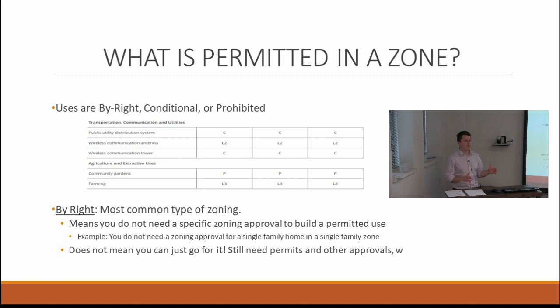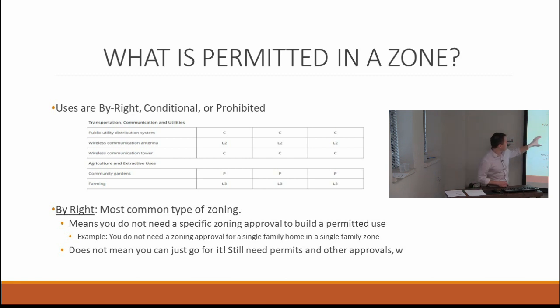There's really three types of uses within a zone. There's the by right, there's the conditional, and there's the prohibited. So if I bought that parcel of property and I said, I want to put a factory here, that's a prohibited use. If I said I want to put a single family home here, that's by right. And conditional uses are the interesting ones, which I'll talk about in just a minute.